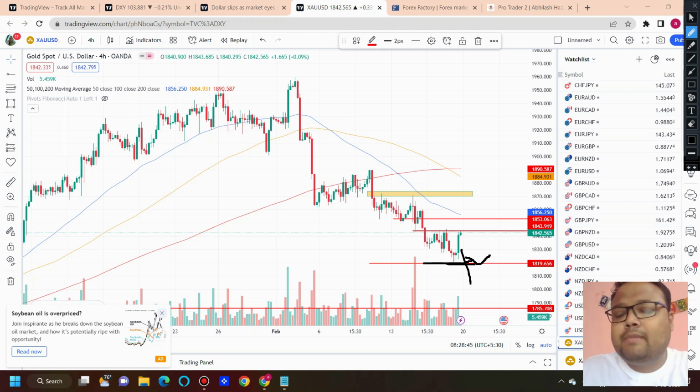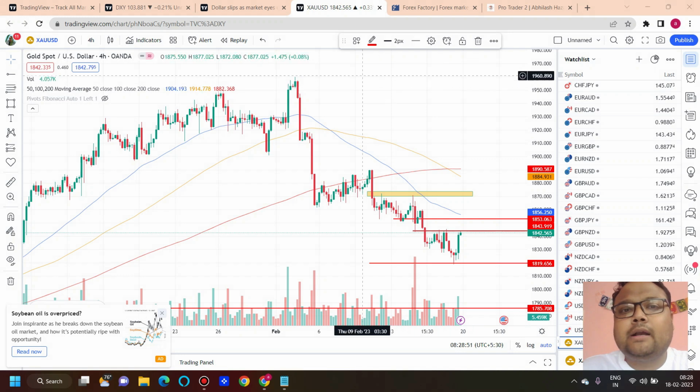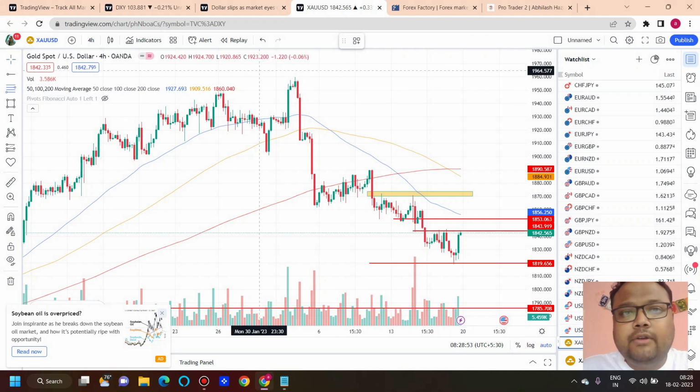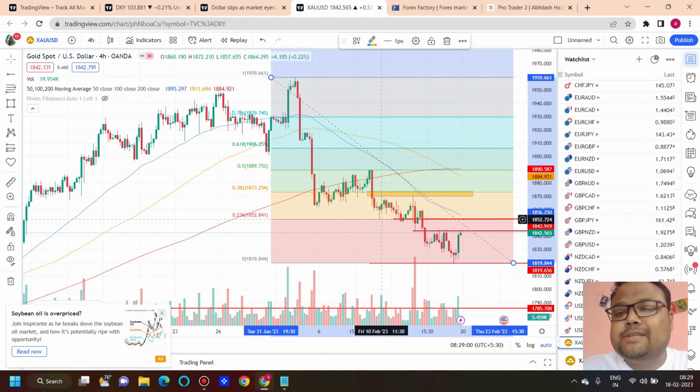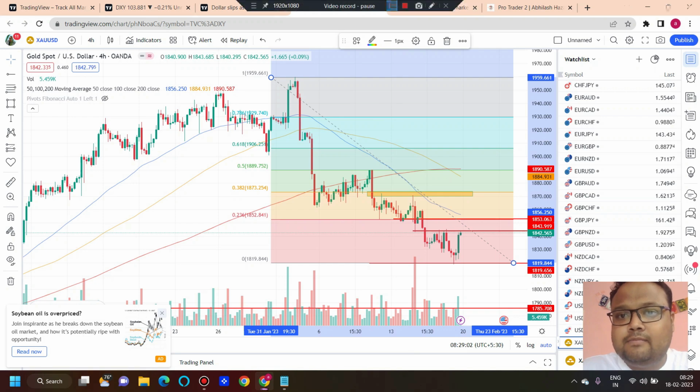On the other hand, if the market goes up after the market opening, 1853 is the level from where we can expect the market to reverse. And if you're wondering why 1853, let me show you. 1853 is the Fibonacci 23.6% retracement level.